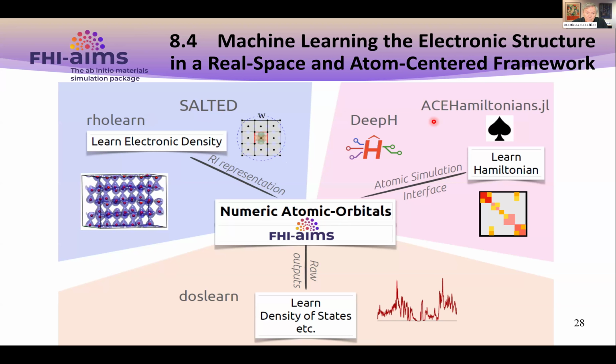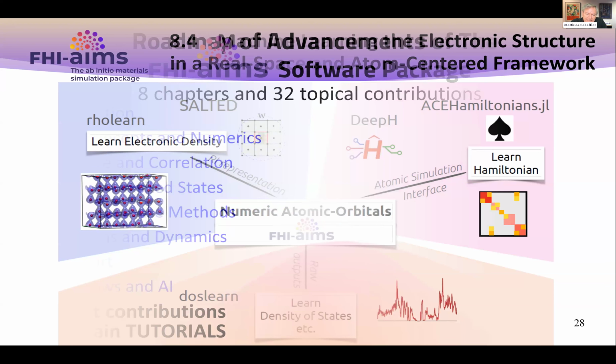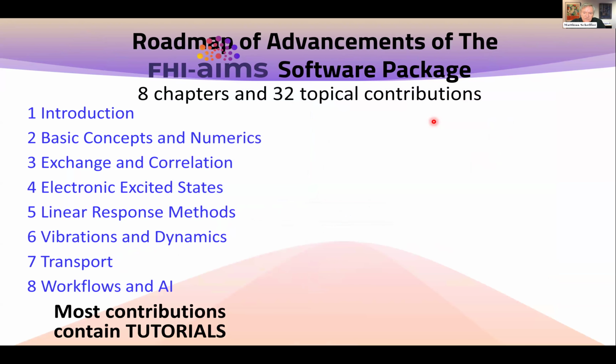This brings me to the conclusion. I hope that I could give you a little bit of an idea of the many aspects that can be addressed by FHI-aims. Obviously, my presentation was shallow because the roadmap of advancements of the FHI-aims software package is truly extensive. It is impossible to give a complete overview over what is covered in or described in the roadmap. And when I agreed to give this talk today, I agreed on that 3 months ago.